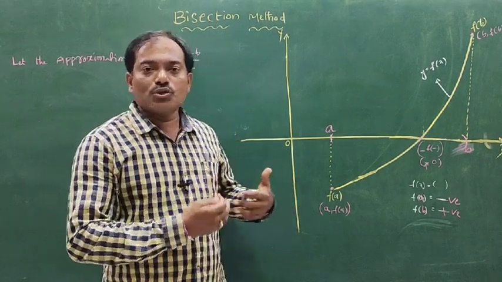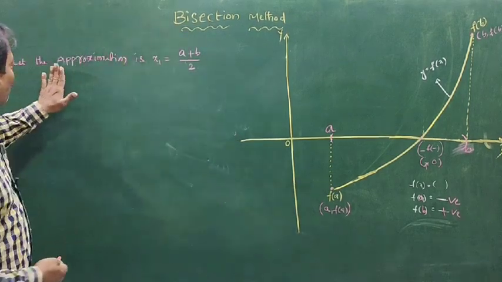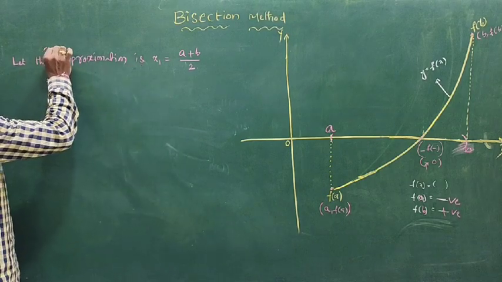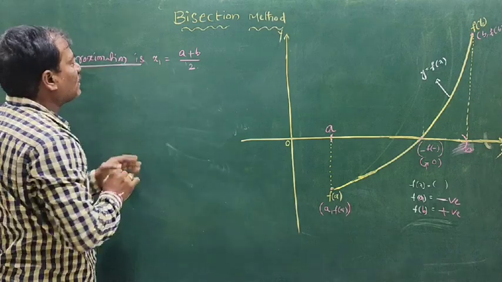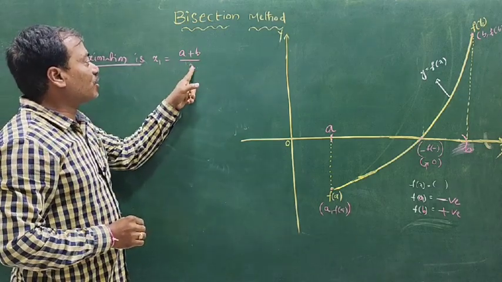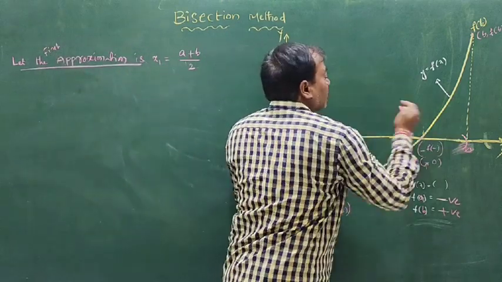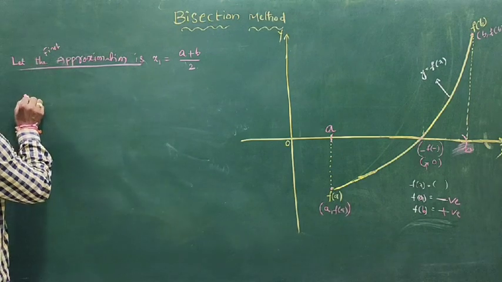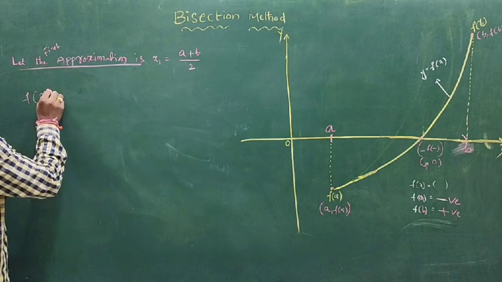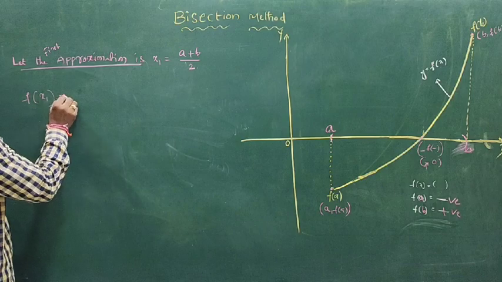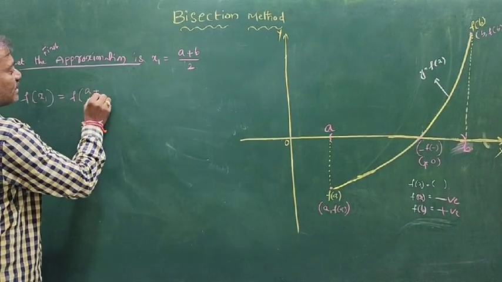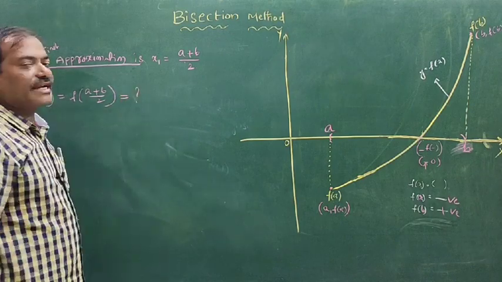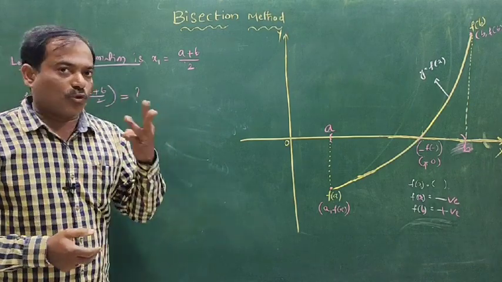Here we use the approximation method. Let the first approximation be x1. So x1 equals a plus b by 2, the middle point of the given interval. Then we have to find the function value f of x1. We substitute a plus b by 2 in f and check this value. There are three possibilities.